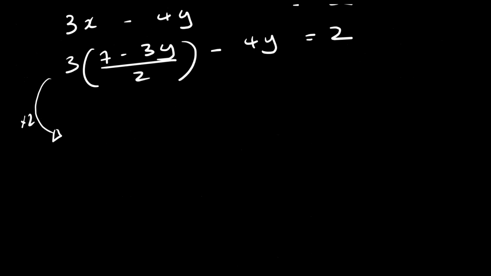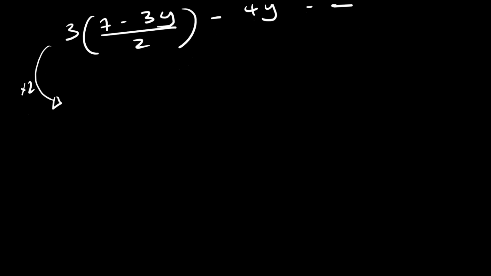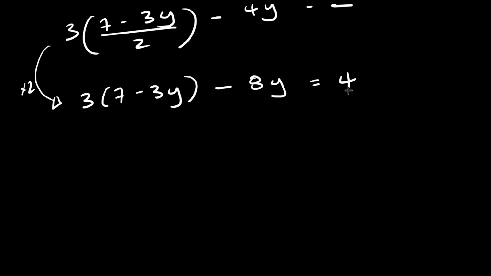Of course, I messed up my screen just now. I was bragging about how much more comfortable I am with the screen now. So if I multiply this by 2, I get rid of the 2 in the denominator here. Now, what that means is that I end up with just 3 times (7 minus 3y), fraction gone, minus 2 times negative 4y, which is negative 8y, is equal to 2 times 2, which is 4. So we're good. So all I have to do is expand and solve.